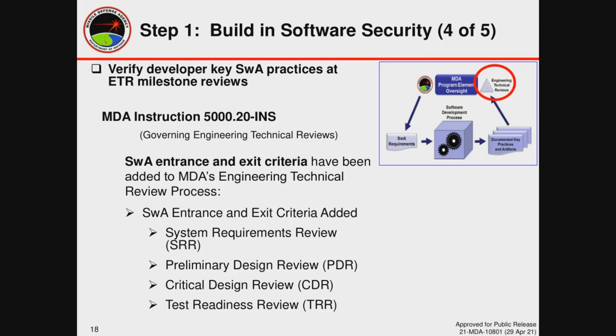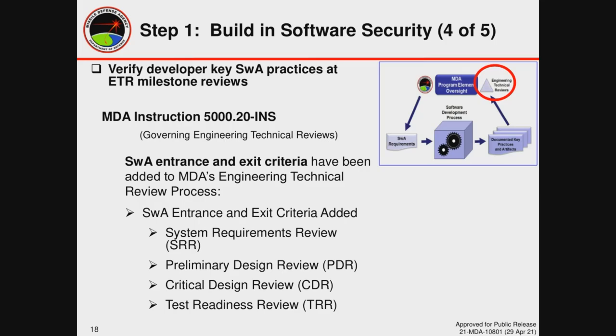If you remember, in the definition of software assurance, the last part of that definition essentially says that we have to evaluate software security throughout a system's lifecycle. Engineering technical reviews are one of the primary means that the government verifies that those key software assurance practices are actually integrated into the contractor's development process throughout its lifecycle.